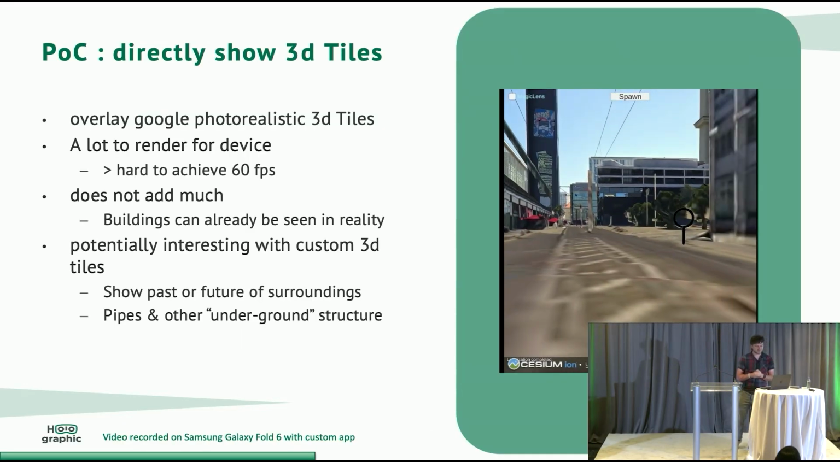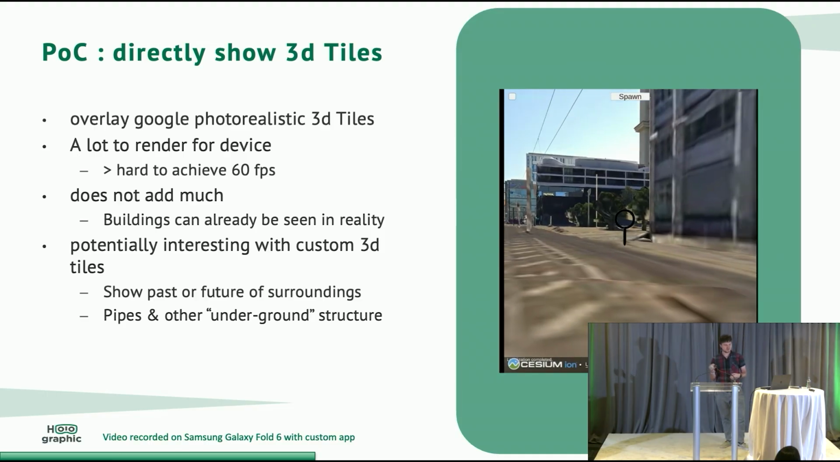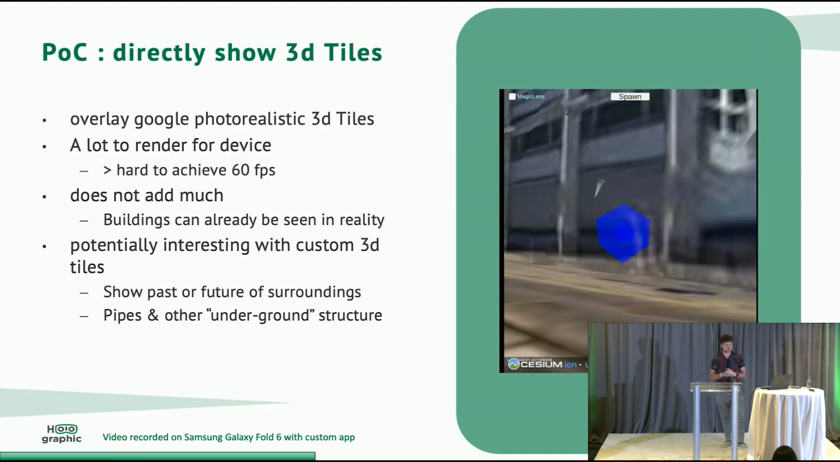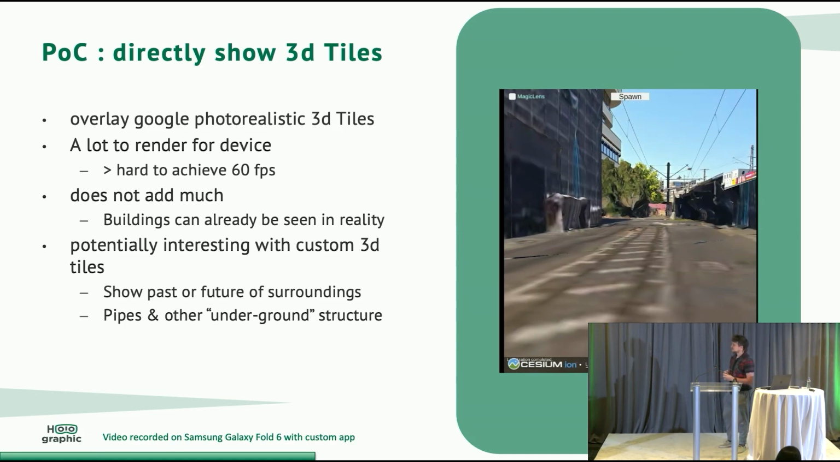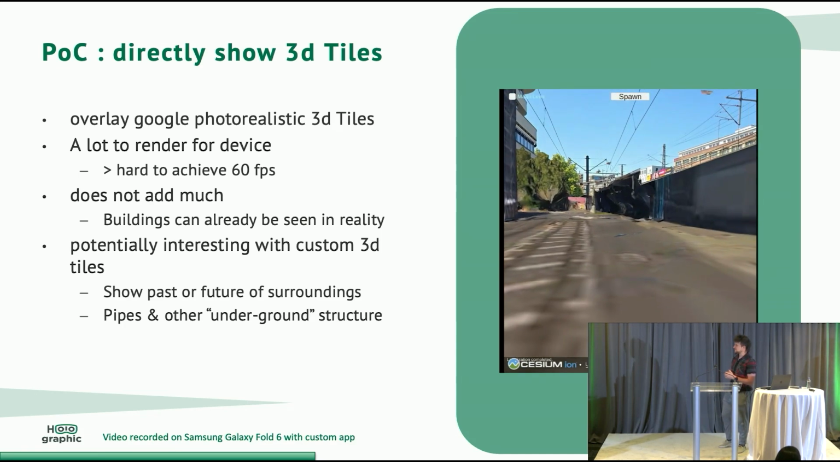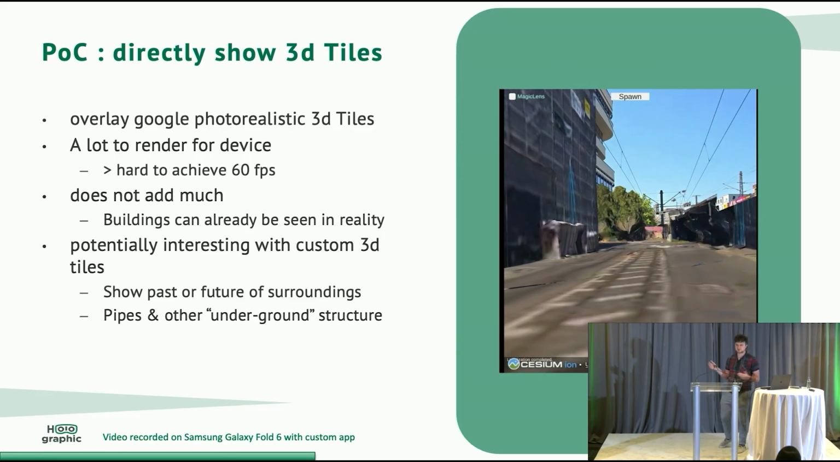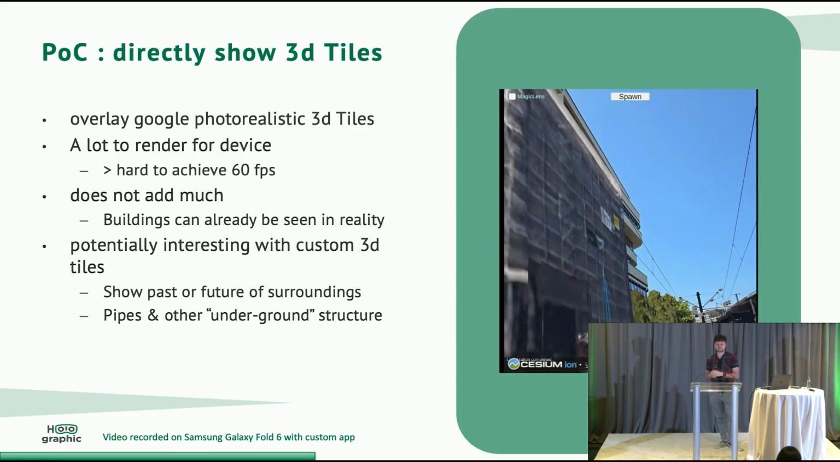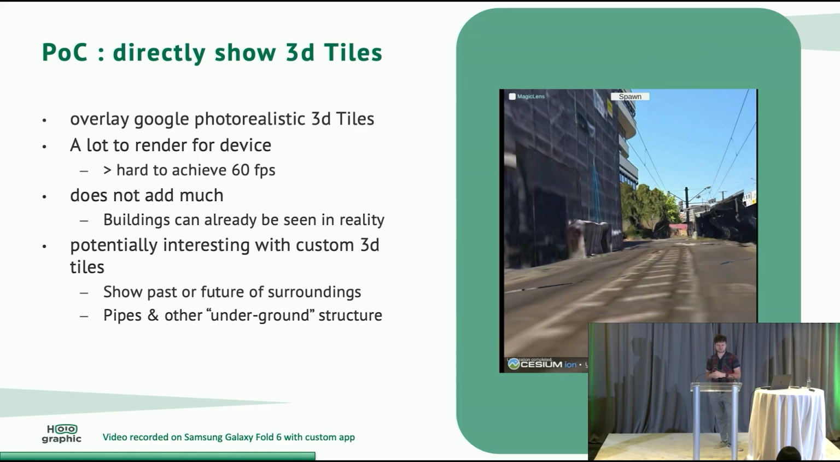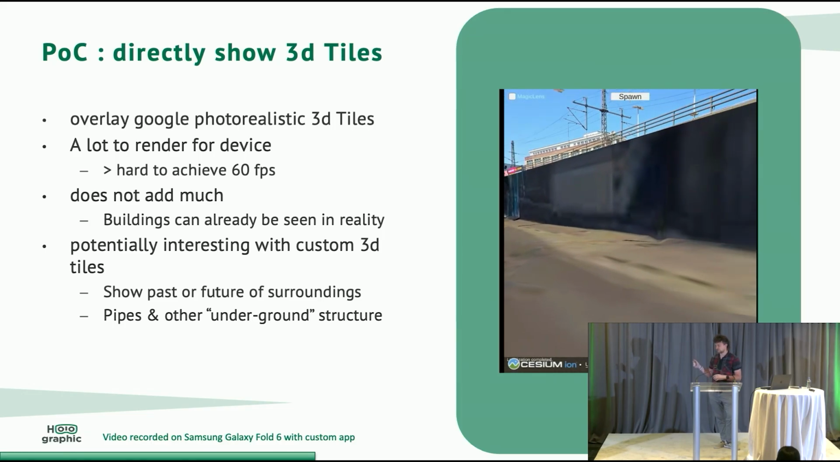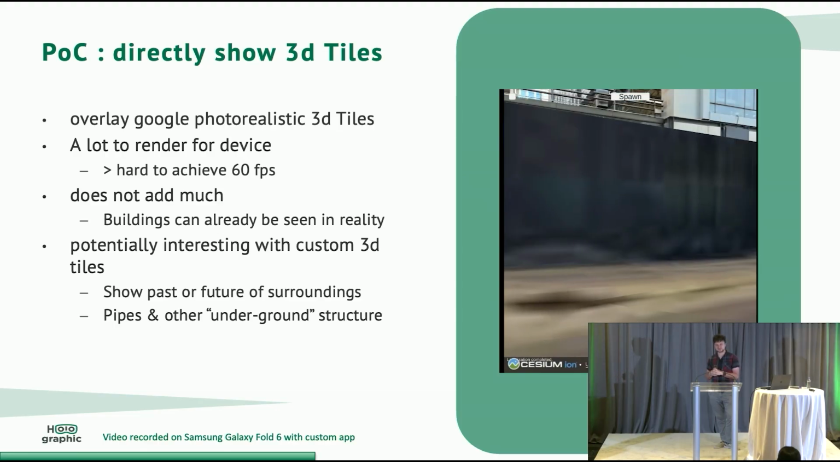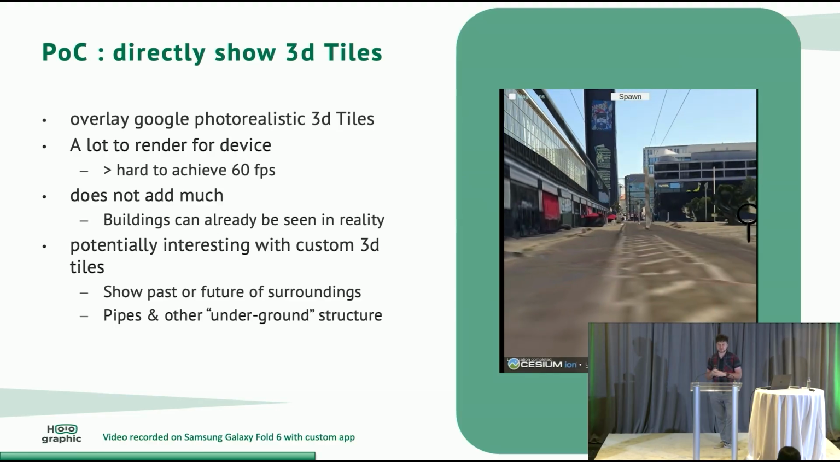Okay, so the first thing, like I told you, we now have the precise location on the phone, and I just show Google 3D tiles, which is already kind of fun, but if I turn it off, I will see the same buildings as I can view with Google 3D tiles. And as you can see, it's not even close to 60 frames per second, so it's a bit laggy.